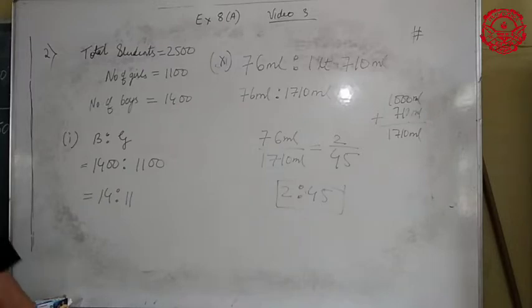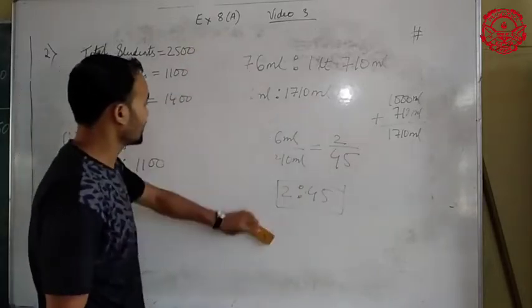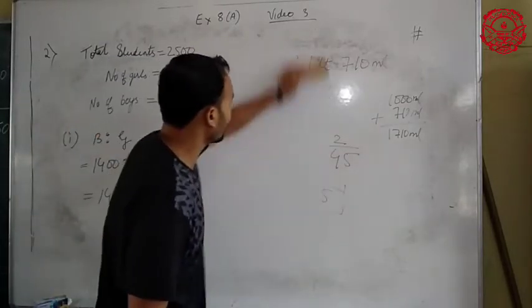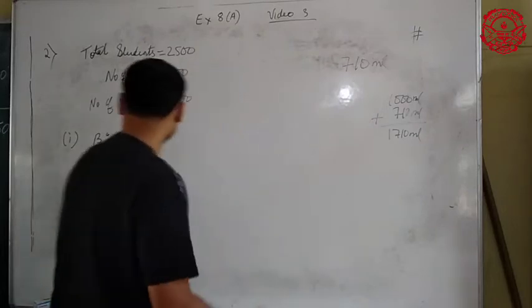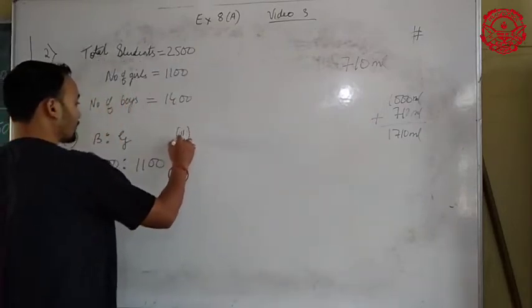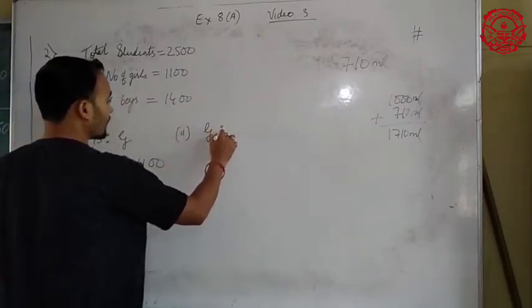Next point, you see. It is saying number of girls to number of students. Number of girls to number of students. Second part: girls to total students.